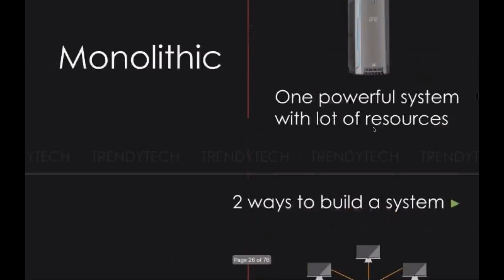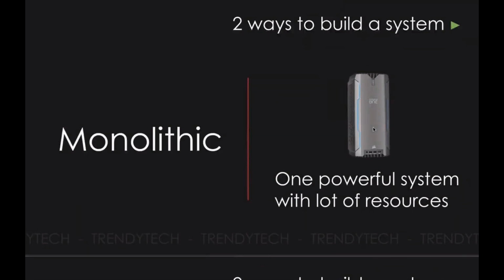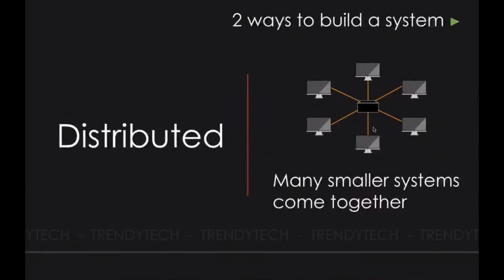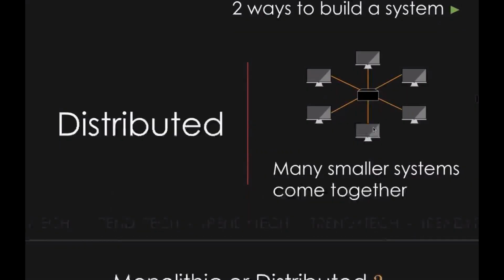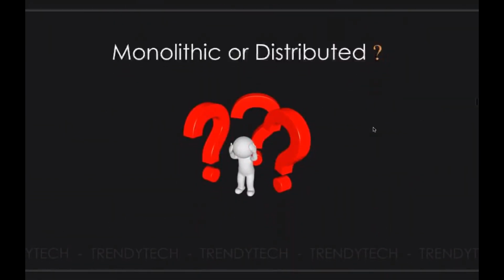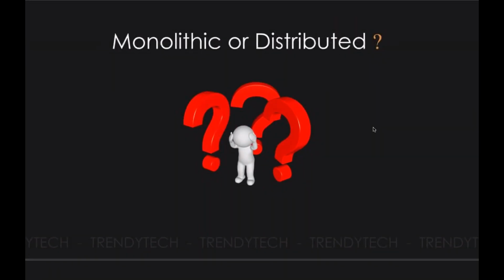Right? So you understood what is monolithic. Monolithic means one big powerful system holding a lot of power. Distributed means many smaller systems coming together to solve a purpose. Together it is called a cluster. Now, which system is better, monolithic or distributed? We need to think of it.